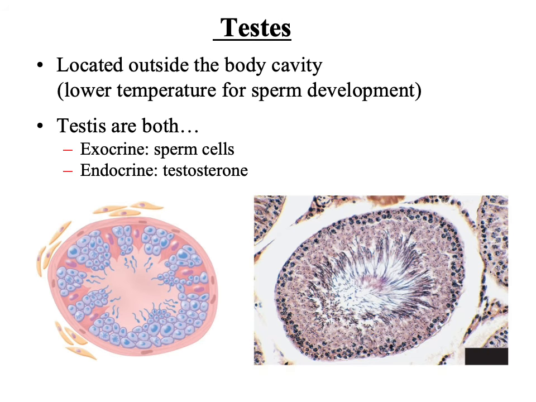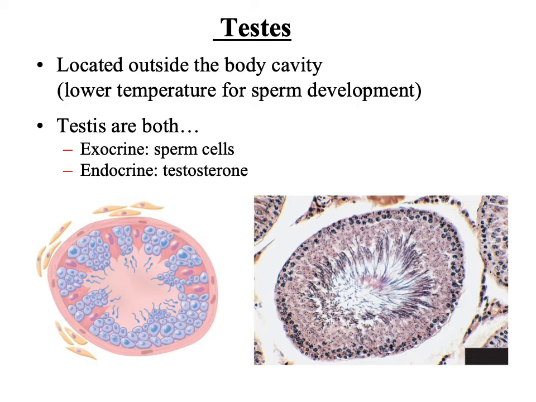So I want to get into an exploration of the male reproductive system and male reproduction and how it works as far as the sperm development and such. So let's start with our primary sex organ, which is the testes. And the testes in males are located outside of the body cavity. There's a little sac called the scrotum.